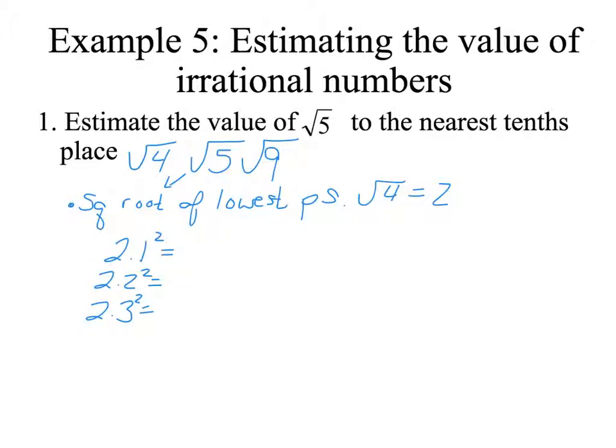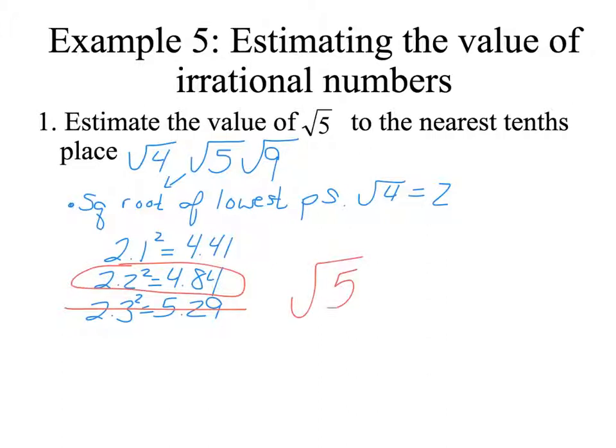So 2.1 squared gives me 4.41. 2.2 squared gives me 4.84. You're using your calculator for this. 2.3 squared gives me 5.29. Well, it can't be 2.3 because that went over 5. So the one that's closest to 5 without going over is 2.2. So we say the square root of 5 is approximately 2.2.